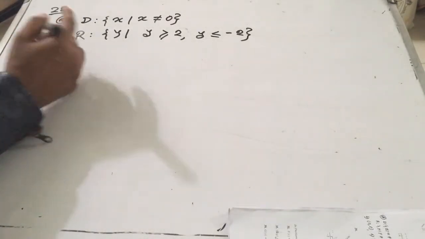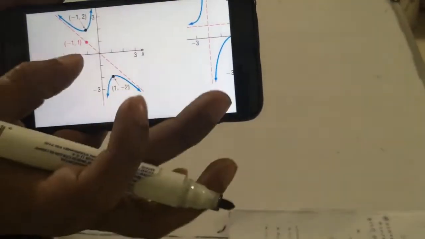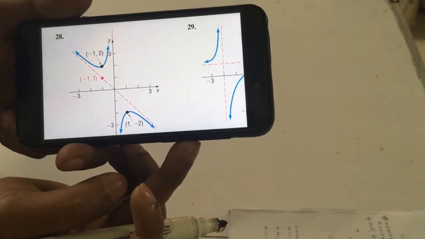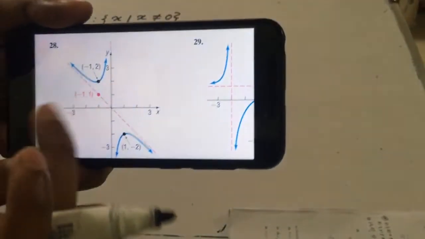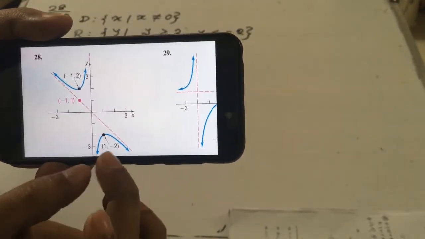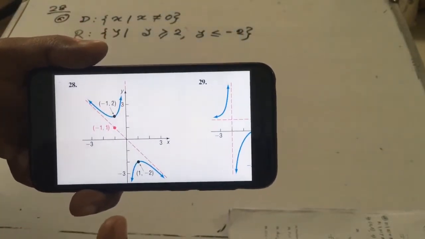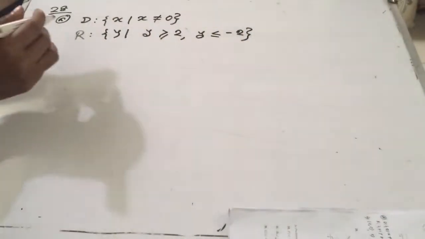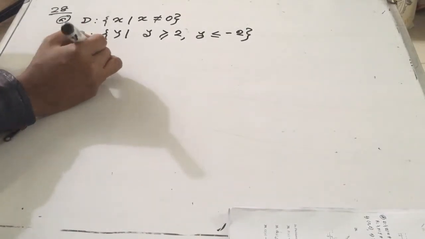Now the B question is what? Intercept, if any. So in this question there is no intercept, no x-intercept, no y-intercept. I mean, on the x line or y line there is no intersection of the graph. The graph is not touching the x line or y line. That's why we are saying there is no intercept here. So we will say none here.